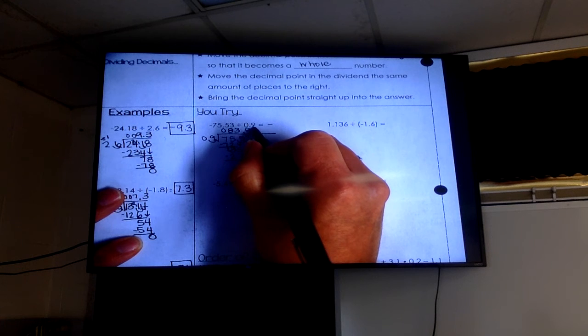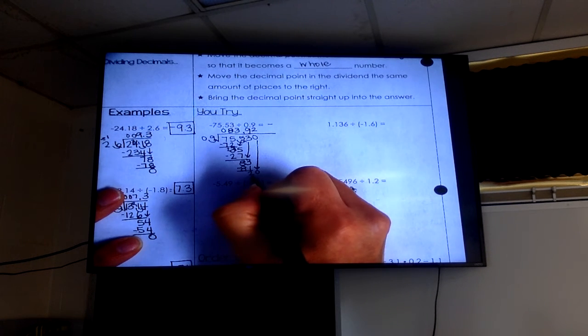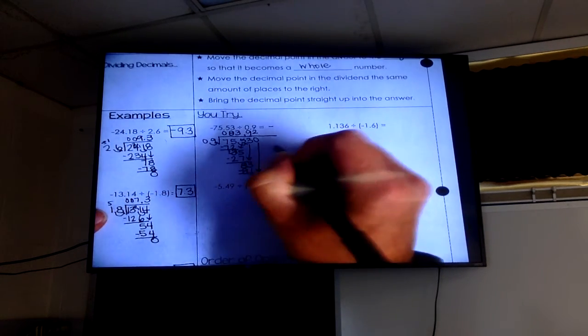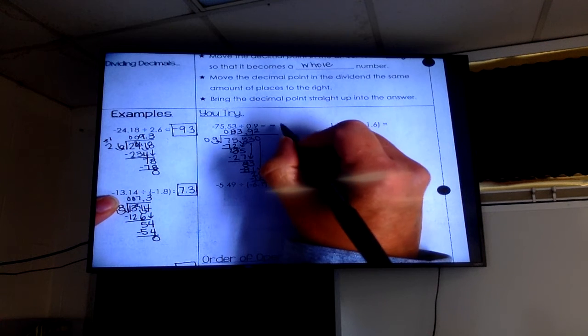So 9 can go into 20 2 times. 2 times 9 is 18. Uh-oh, I have a remainder of 2 again. So I know this is going to start to repeat. The 2 is going to repeat.